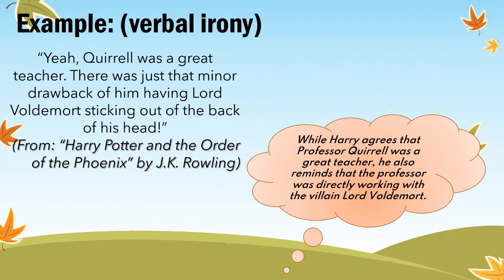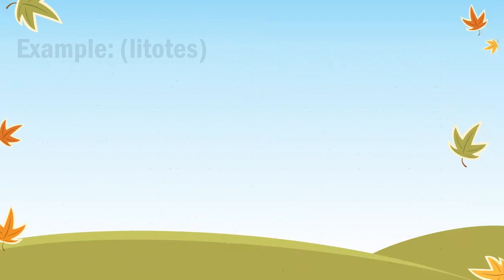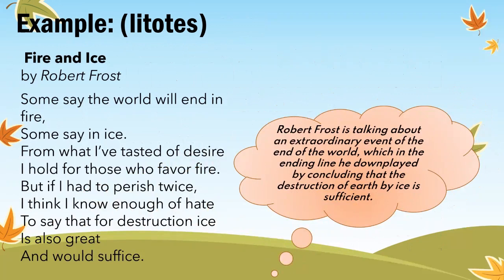This figure of speech shows exaggeration, but in the form of an understatement. When you say understatement, you are downplaying the idea. One example is Fire and Ice by Robert Frost. If you read the entire poem, Robert Frost is talking about the end of the world, okay? But how can you compare that to something that is very little? You know, Robert Frost is describing the end of the world as something very little, such as destruction by ice.